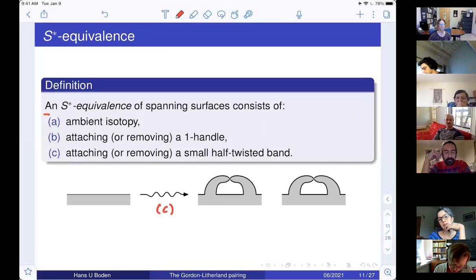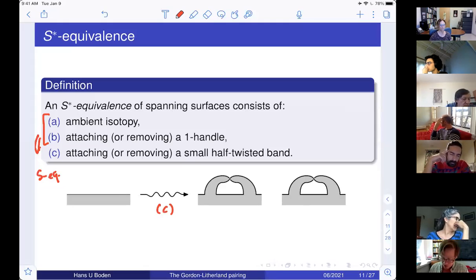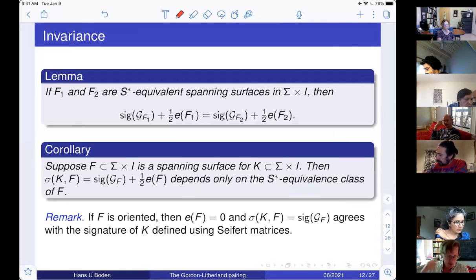If we just stuck with these two, that would give you the usual notion of S equivalence of Seifert surfaces. So it's well known that signatures are invariants of S equivalence of Seifert surfaces, and Gordon and Litherland showed that their approach gave an invariant of S-star equivalence of spanning surfaces. And so a similar thing is true in this context.